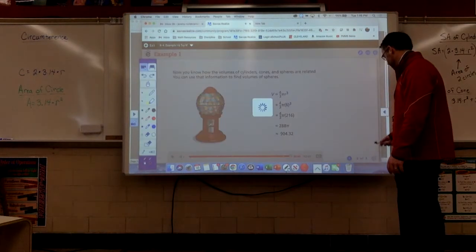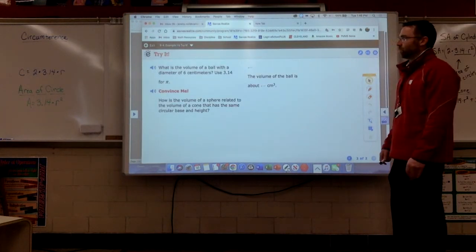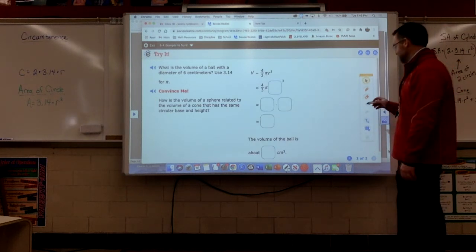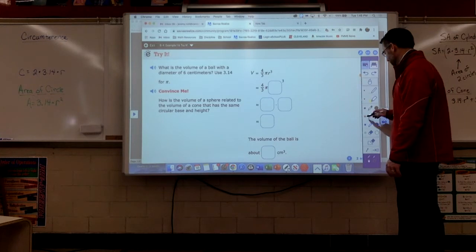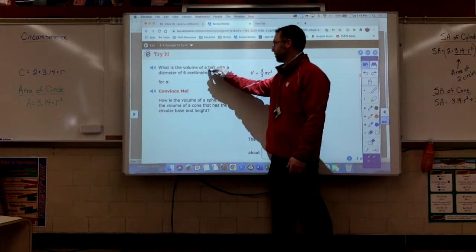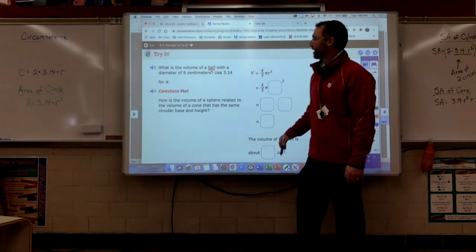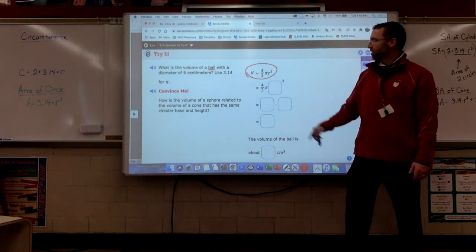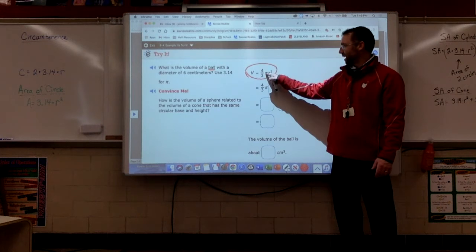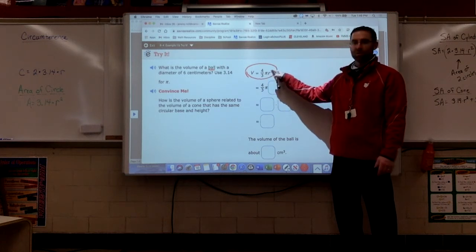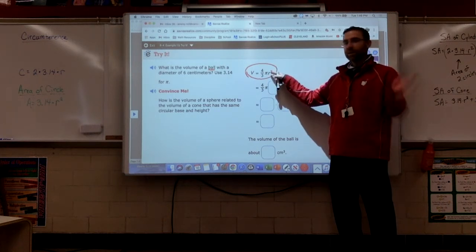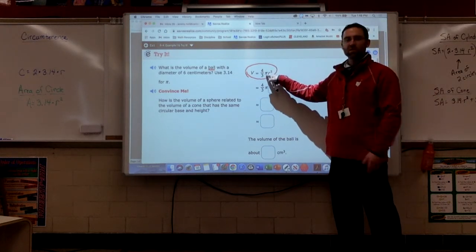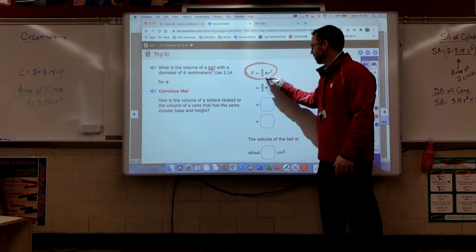Let's look at it, try it, my friends. What is the volume of a ball with a diameter of 6 centimeters? Well, the keyword here is ball. That means it's a sphere. They give us the formula for finding volume of a sphere. We want to take 4/3 times pi times the radius to the 3rd power. We can go back through example 1 if you really want to see, but we're just going to trust this is our formula.